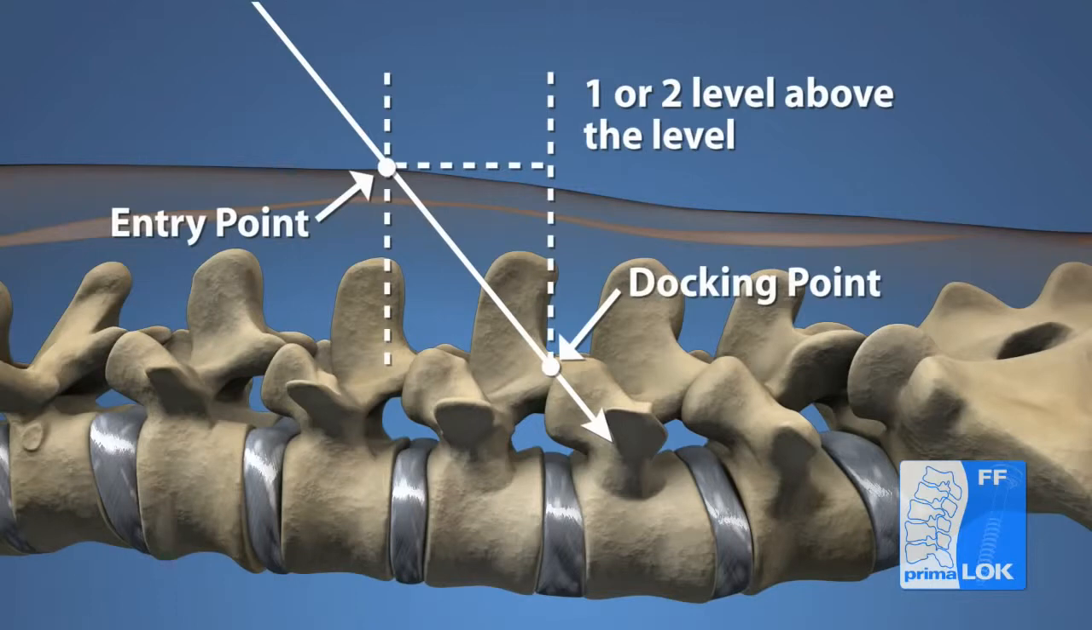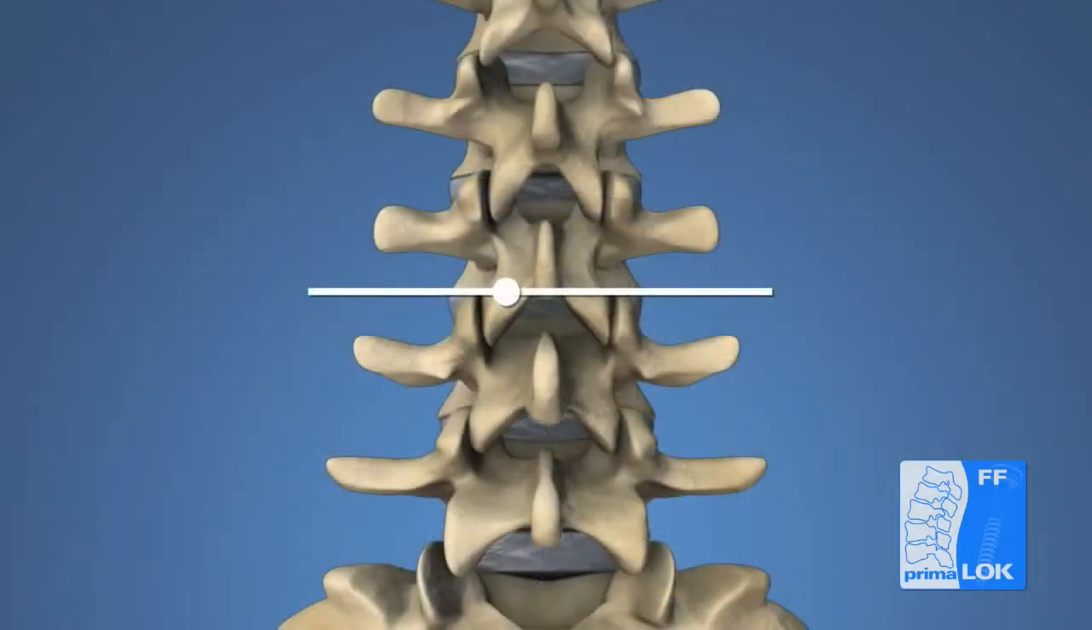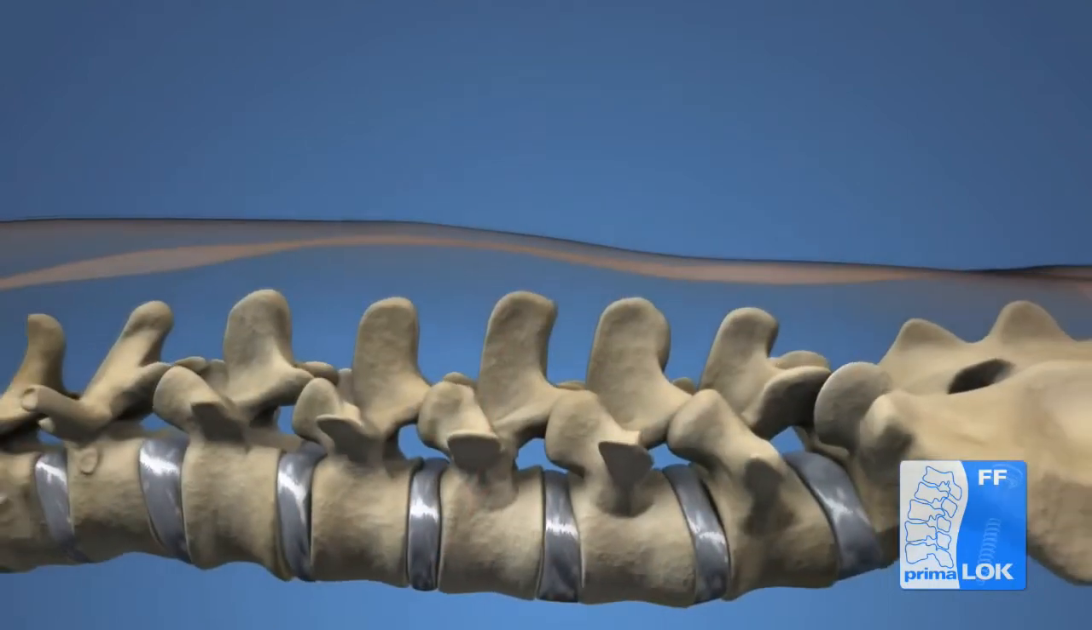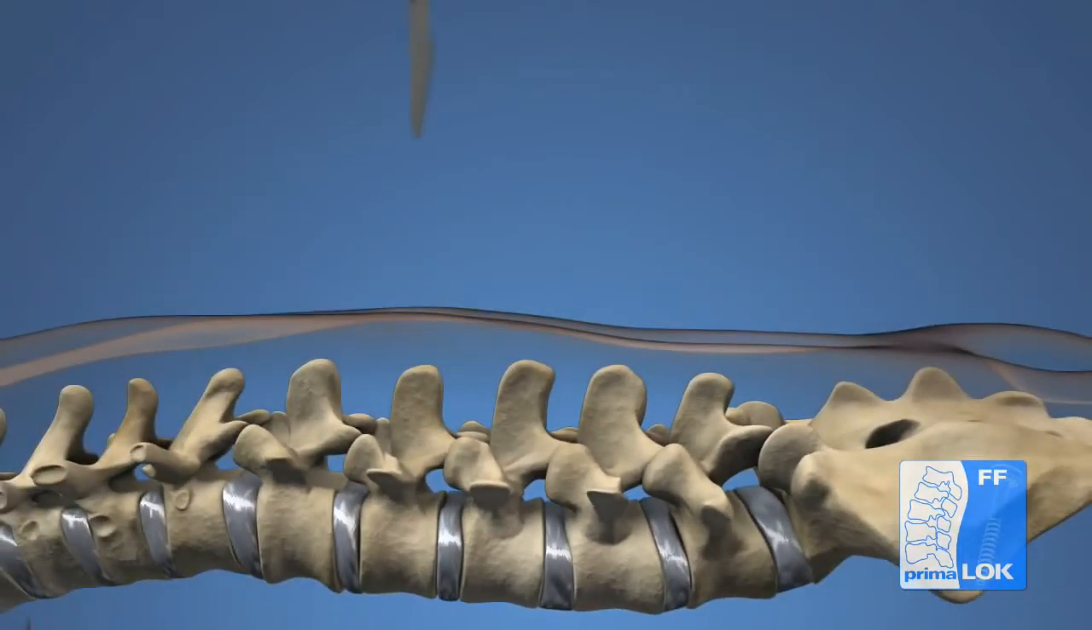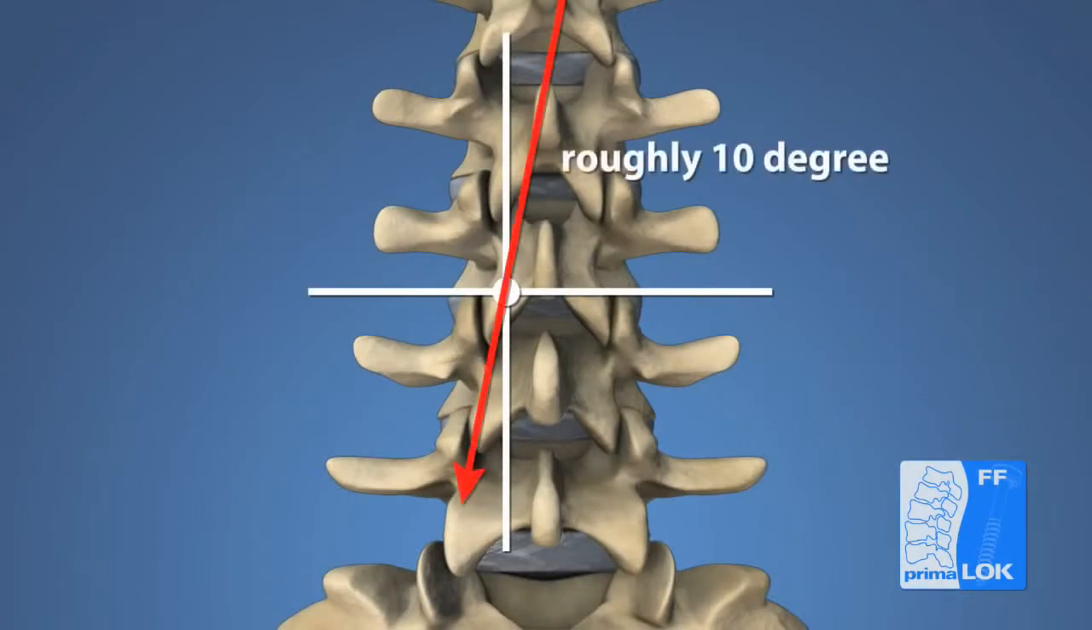Once you have determined your docking point on the facet and your lateral trajectory, a midline entry point can be established. In the AP view, mark the point on the midline where a line from the medial half of the pedicle through your docking point on the facet intersects midline with the same line from the opposite side. Once the entry point is determined, make a small midline stab incision to introduce the access needle. The trajectory of the implant will be medial to lateral. The medial to lateral trajectory will be roughly 10 degrees.